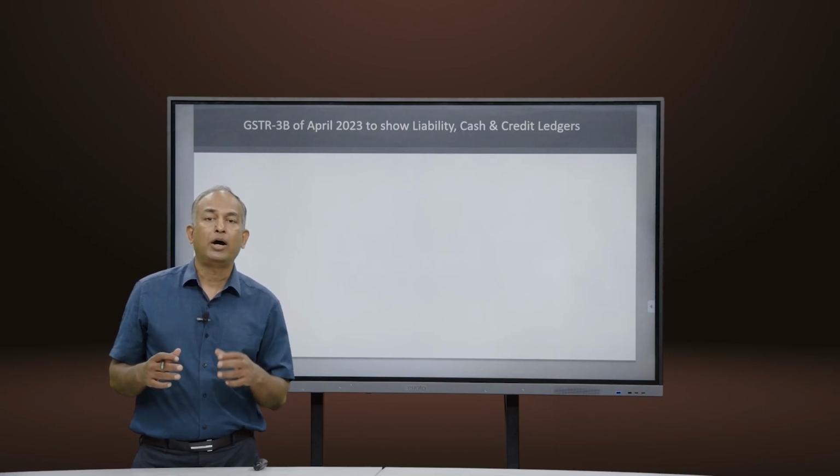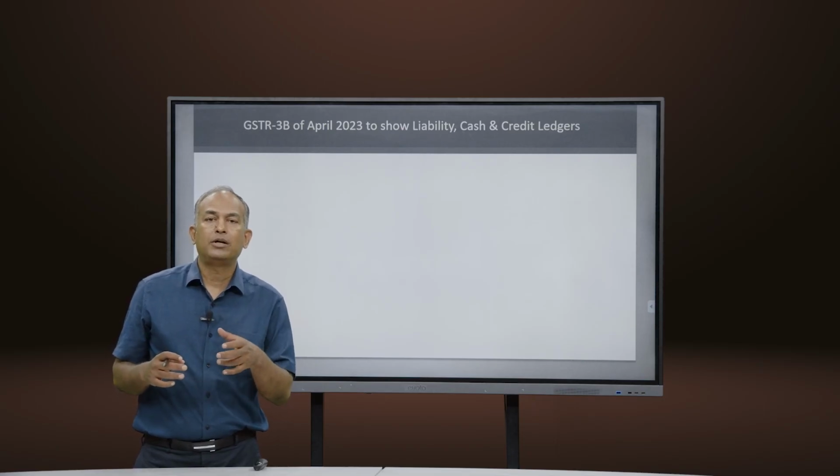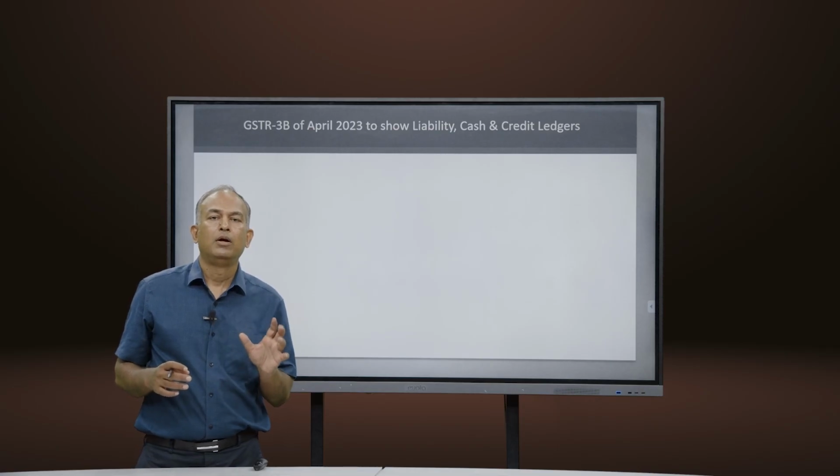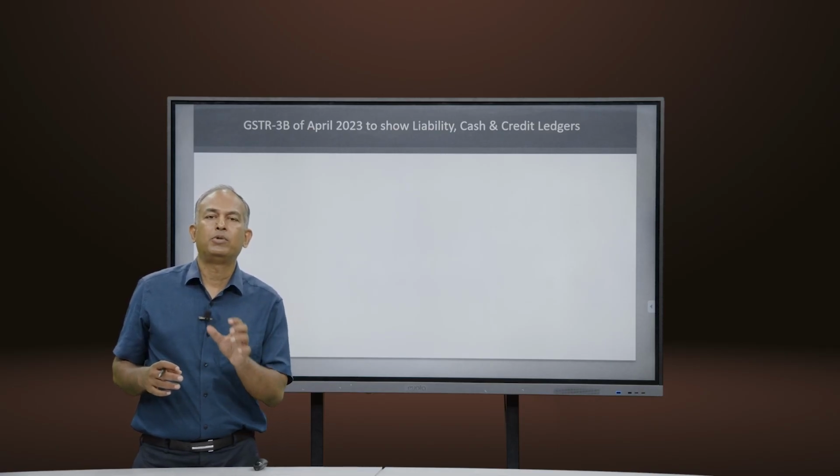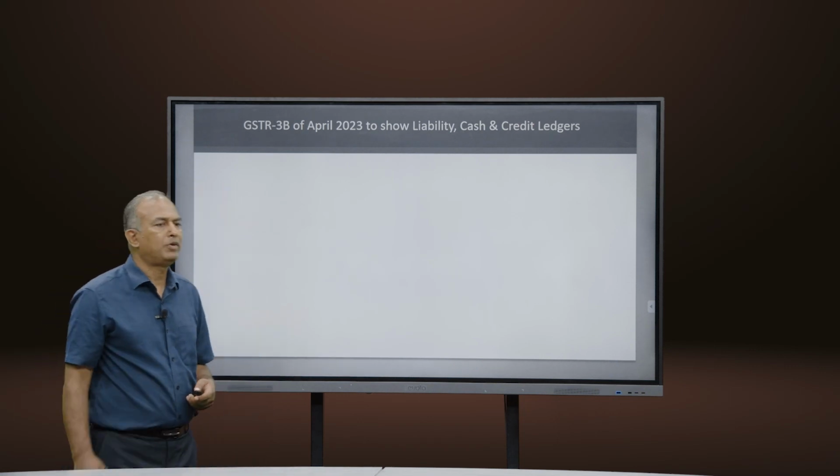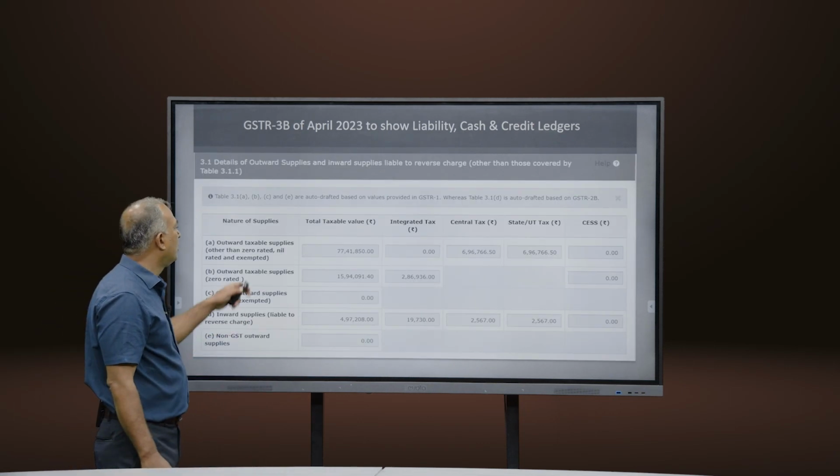I just want to highlight that the ledgers in place are also robust enough to ensure that if there is a liability reflecting in 3.1D of your GSTR 3B, it is paid from the cash ledger. I'm not going to spend too much time, but I just want to show it to you. This is where it shows.